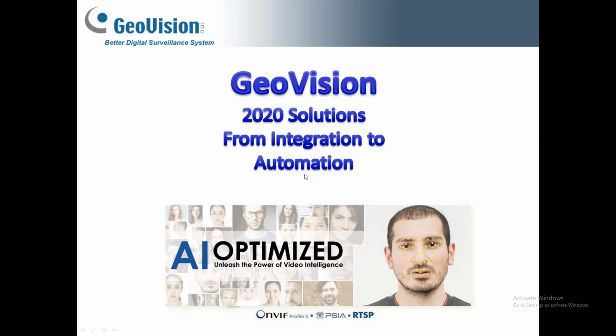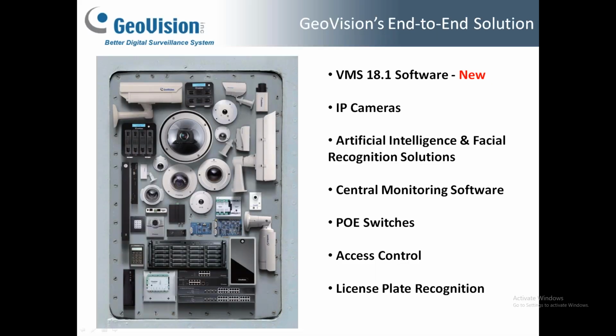The slideshow today will be titled 2020 Solutions from Integration to Automation. Let's go ahead and get started. What will be covered today is GeoVision's full end-to-end solution. A big focus of this presentation will be on the new VMS 18.1 software that was released just a couple weeks ago. I'll show a demonstration of this software and talk about the facial recognition searching capabilities that it has, along with some other features.